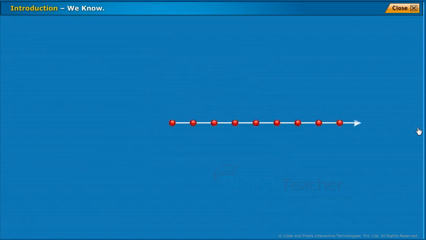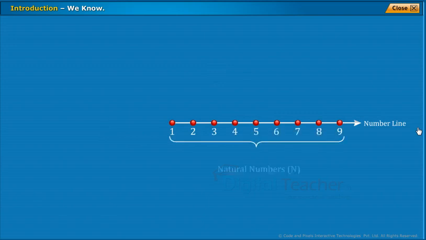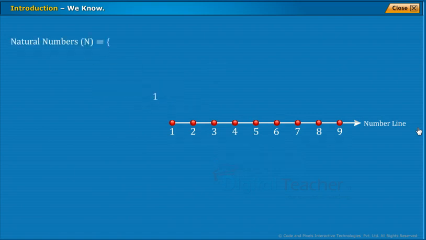We learned from previous classes that natural numbers are the set of numbers which start from 1. They are denoted by N. Example: N is equal to 1, 2, 3, and so on.